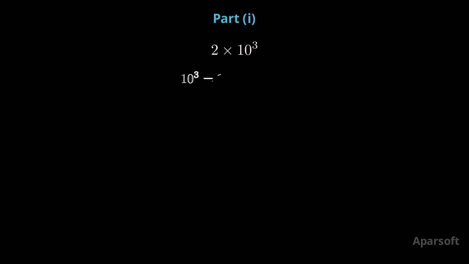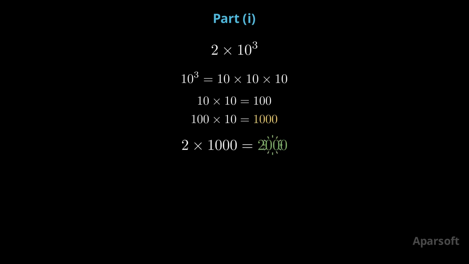Here is the expression. First, let us expand 10 cubed. That is 10 times 10 times 10. 10 times 10 is 100. 100 times 10 gives us 1000. Now just multiply. 2 times 1000 equals 2000. Clean and simple.